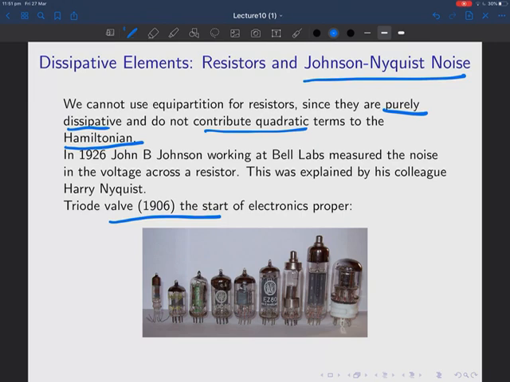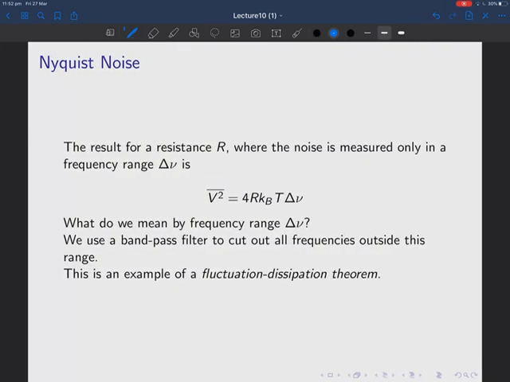So at the very early stages of the electronic age, a man called John Johnson in 1926, working at Bell Labs, which has done much of the fundamental work and also some of the practical work associated with electronics, was just measuring the noise voltage across a resistor. And he found some measurements. These noise measurements, which we'll go into in a minute, were explained by his colleague Harry Nyquist. And so the noise across a resistor is called Johnson-Nyquist noise, or often it's just called Nyquist noise. Okay, I think it just sounds nice, Nyquist noise.